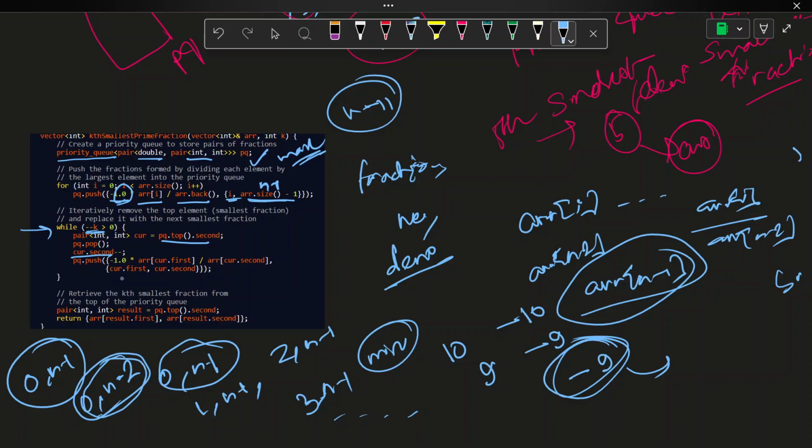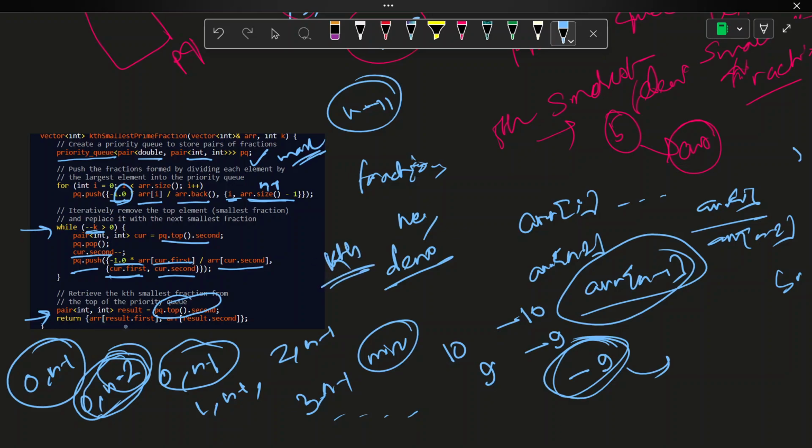So current second minus 1, this is the n minus 2, currently the denominator, and again push into the priority queue. Same, current first will be 0, and current second is currently n minus 2, and push into the priority queue, also storing the numerator and denominator. In this way I will repeat k minus 1 times, and at the end the top of the priority queue will be our answer, the kth smallest.